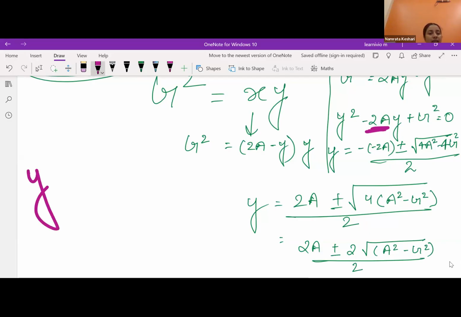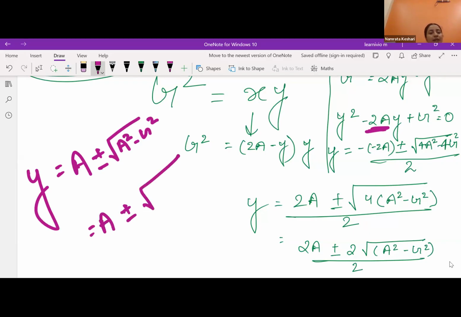Your y is A plus minus under root A square minus G square, which can be written as A plus minus under root, in one bracket A plus G, in another bracket A minus G. Getting it? It was really simple. We have just written the arithmetic mean and geometric mean, and hence we ended up getting a quadratic equation. Our focus was on finding x and y, and we got y as this one.